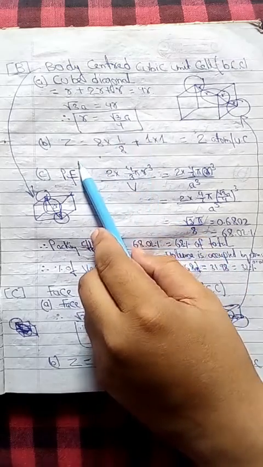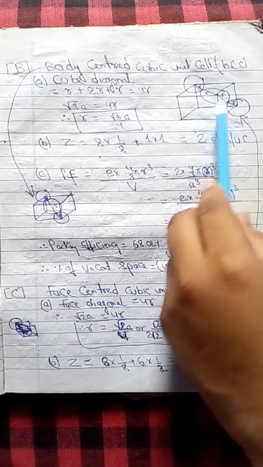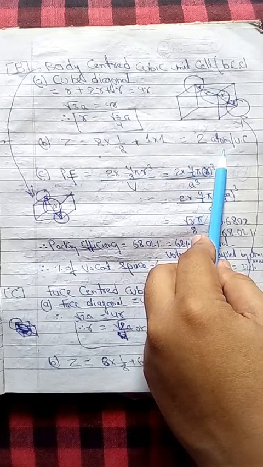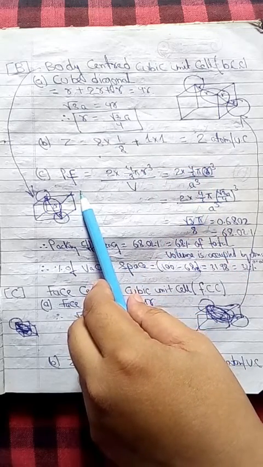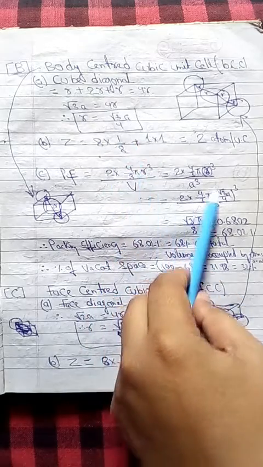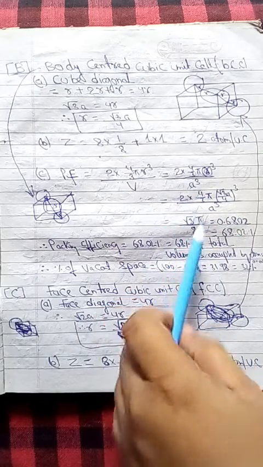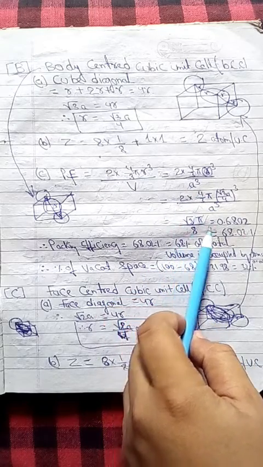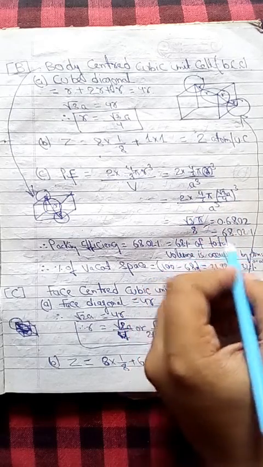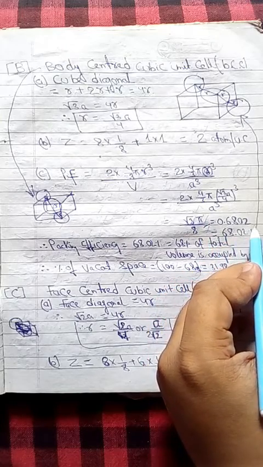Now coming to the value of z in BCC, we already know that atoms are present at the corners, and at the body center one complete atom is present in this space also. So that gives 2 atoms per unit cell. Now calculating the packing fraction, z equals 2, r equals root 3 by 4 a, put it here. Just by solving it, we'll get root 3 pi by 8. And when we put the value of pi, 3.14, we get 0.6802.